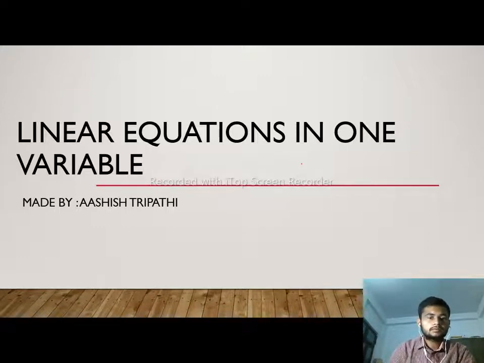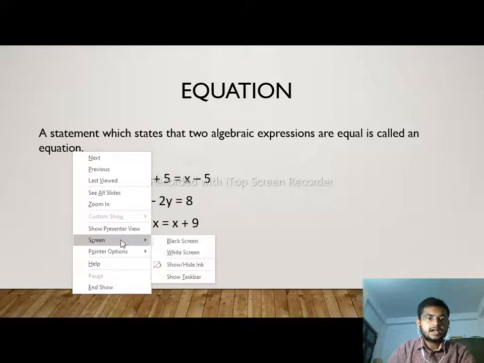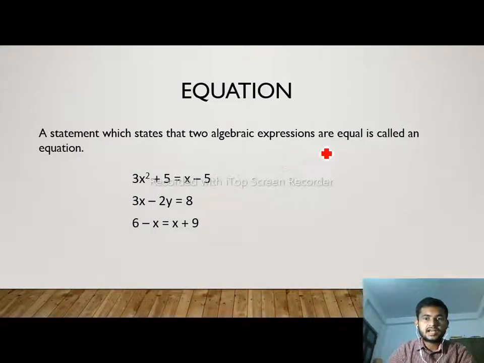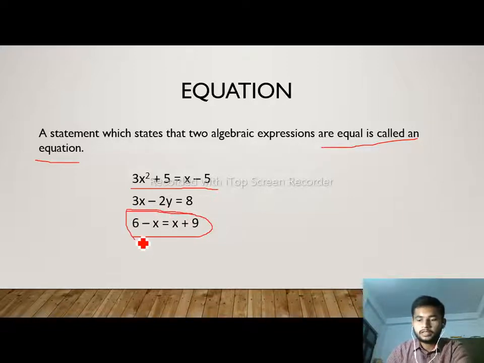Okay, so we are going to see what is an equation. So what is an equation, students? A statement which states that two algebraic expressions are equal is called an equation. 3x square plus 5 is equal to x minus 5, 3x minus 2y is equal to 8, 6 minus x is equal to x plus 9 are all examples of an equation.